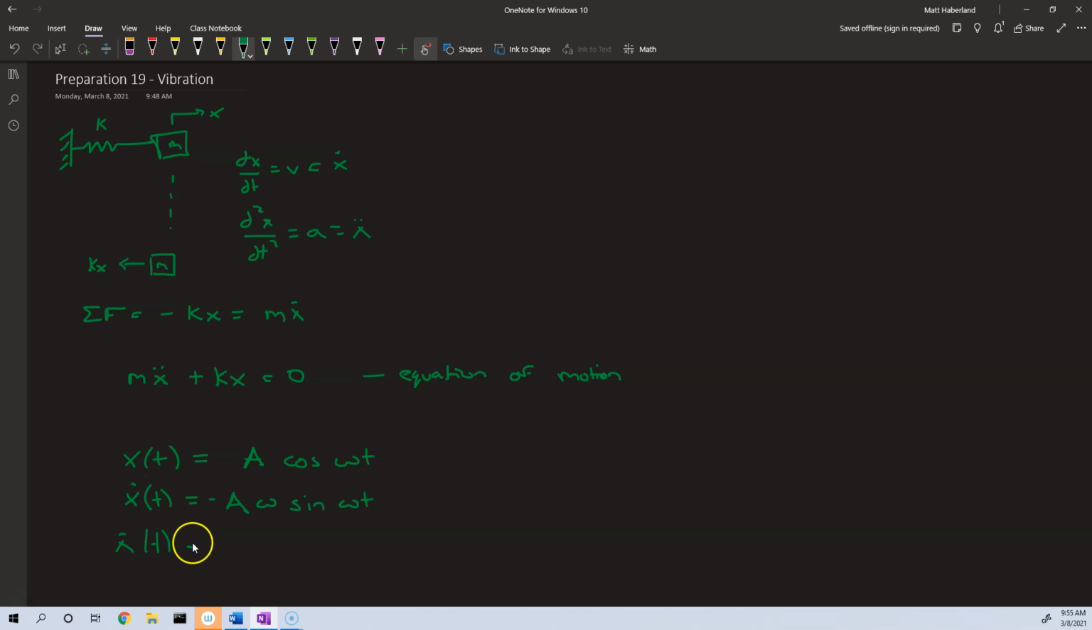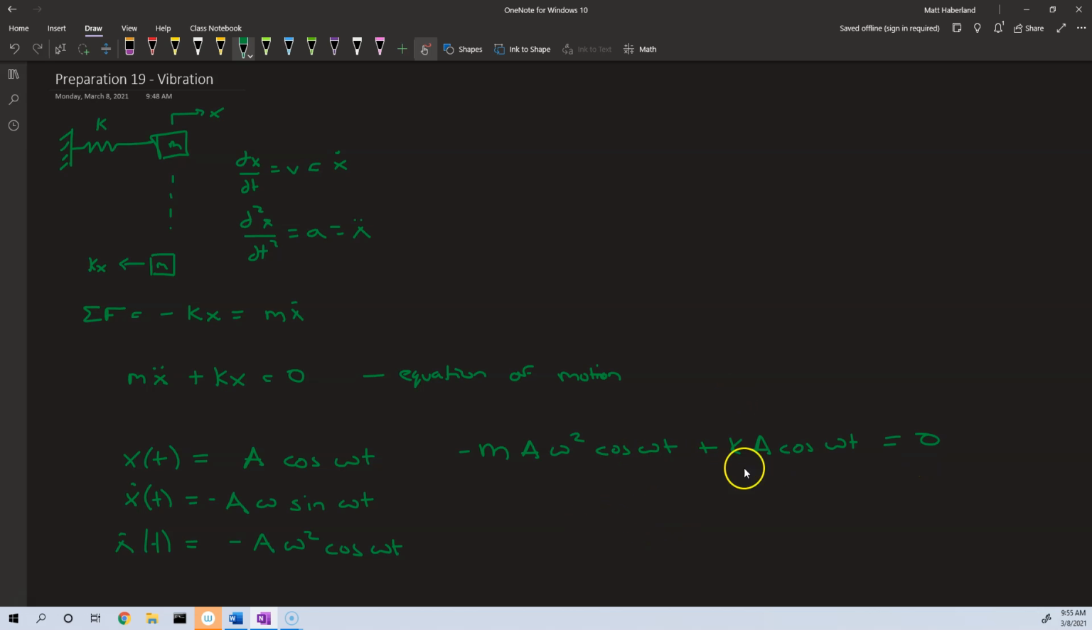equation. X double dot as a function of time is negative a omega squared cosine of omega t. So let's plug it in. Plugging into the equation of motion, we have m times negative a omega squared cosine of omega t plus k times our x here, a cosine of omega t, is equal to 0.